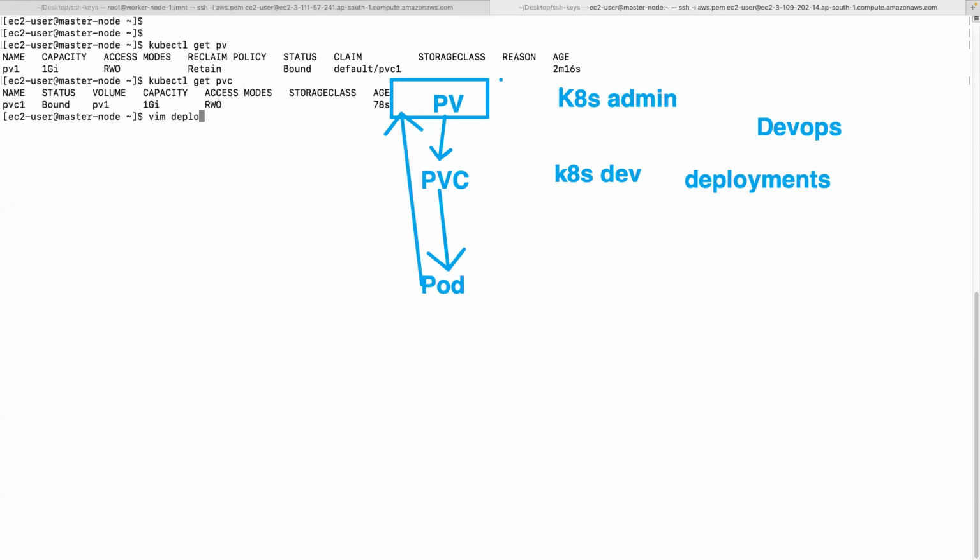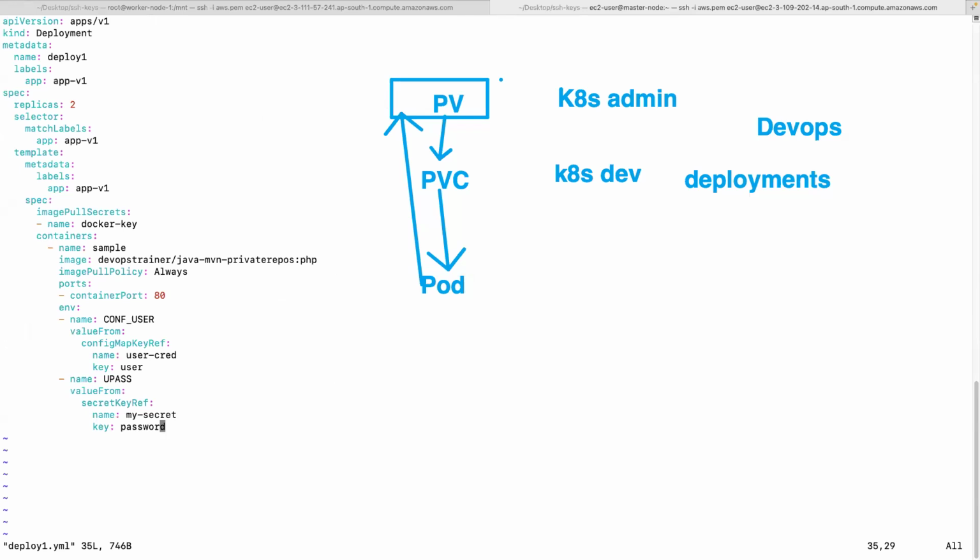Now, how do you attach the PVC to the pod? Let's go to the deployment manifest file. Like we have configured environment variables, like a config map, secret and all, we'll attach this volume to it. Let us add it. I am just removing this. If you want, you can leave it. I don't want these variables anymore. Okay, done.